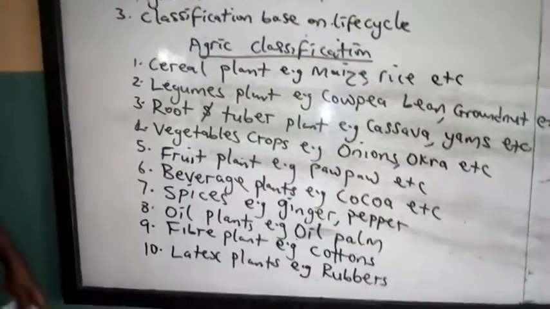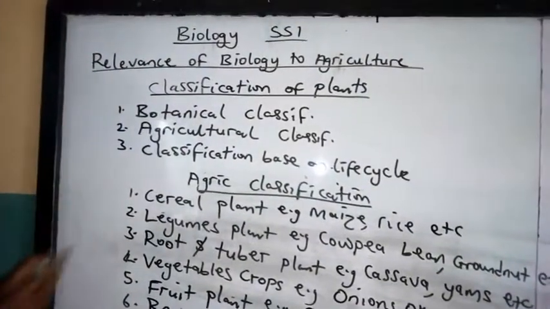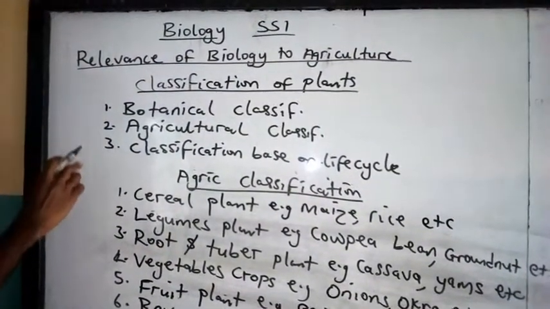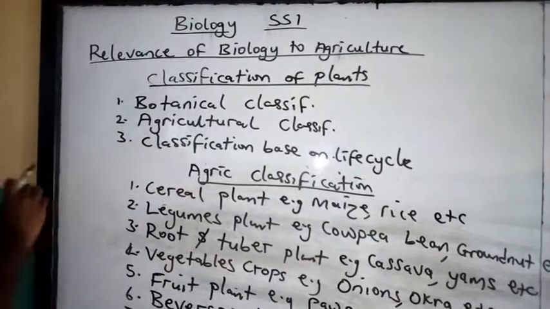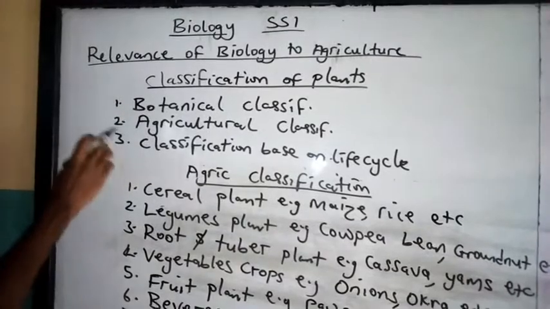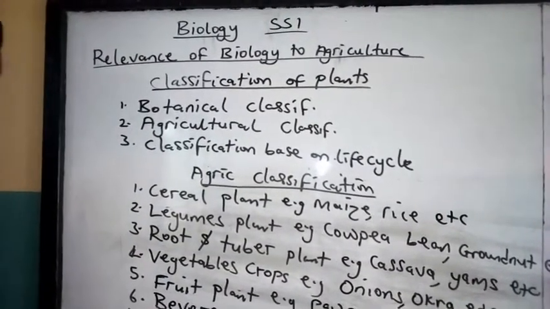Don't forget we started with the botanical, where I told you the schistosophylla, then we have the pteridophyta, bryophyta, spermatophyta, and the rest. So finally, let us look at classification based on life cycle.